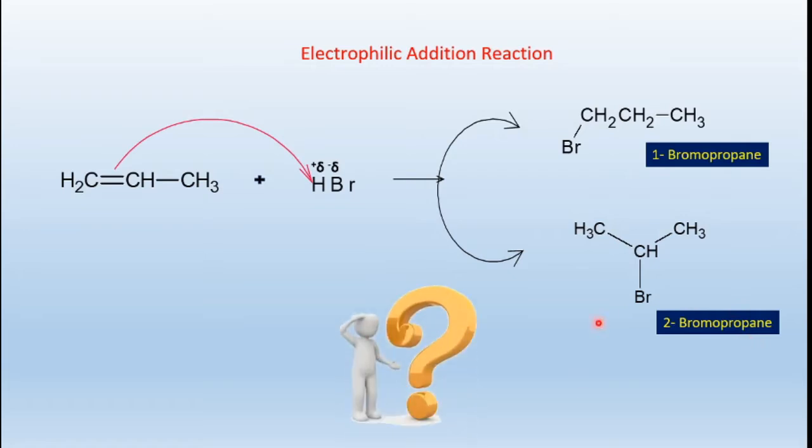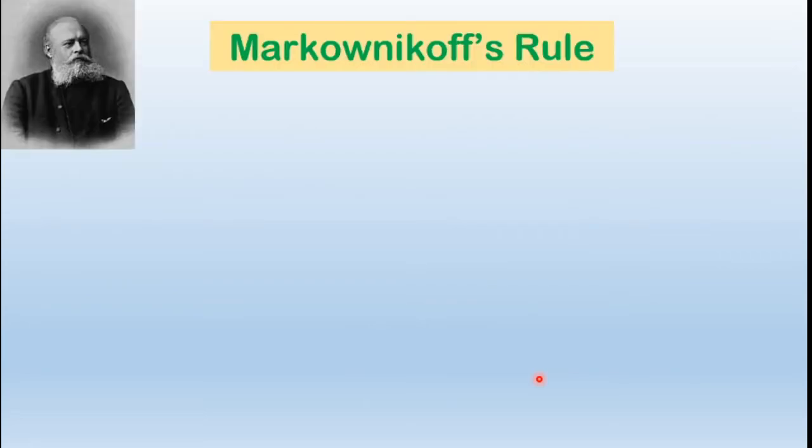Out of these two, which one is the correct product? Actually, this reaction gives two isomeric products. Both of these are formed, but one of the products is predominant while the other is minor. The major product can be predicted by Markovnikov's rule.